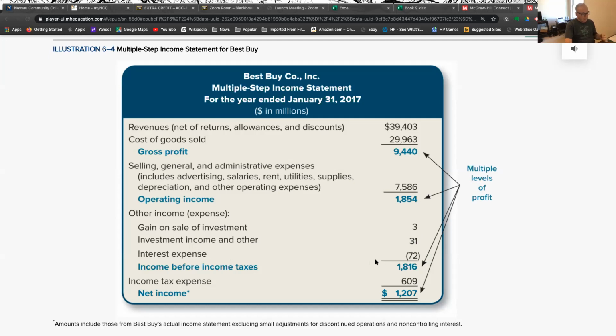Now, you might say, well, wait a minute, why did they put interest expense here? Should interest expense go up here with the other expenses? That's what you would normally think. But here's the reason interest expense goes down here on the bottom. Not everybody borrows money, right? The only way you can have interest expense is if you borrowed money, right?